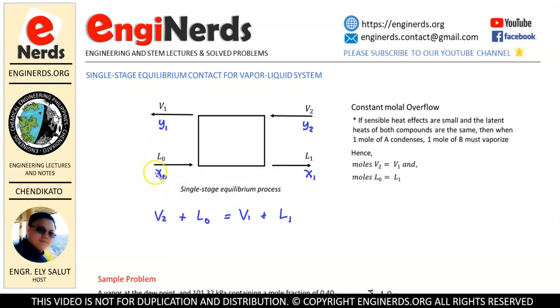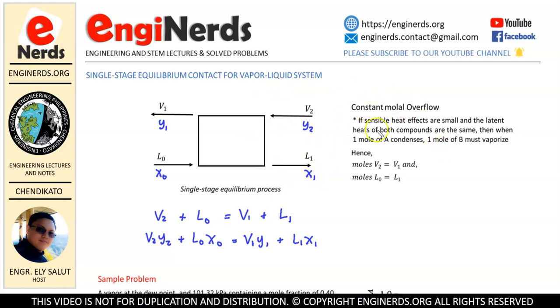Now, based sa ating more volatile component balance, we will have our V2 times Y2 plus for our entering liquid, we have L0 X0 is equal to the leaving stream, which is V1 Y1 plus for our leaving liquid, we have L1 X1. Okay, so ito yung mga material balance na gagamitin natin for a single stage equilibrium contact for vapor liquid system wherein we only have two components present.